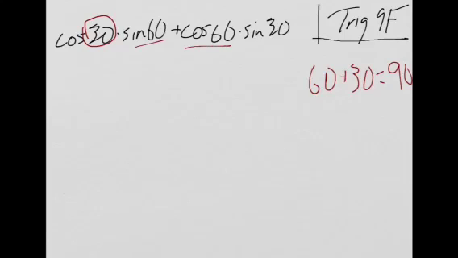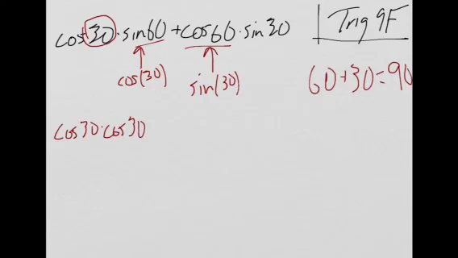So I know that this one right here is the same as cosine of what? That's right, 30. And this one is the same as sine of what? 30. So what I can do is now rewrite this as cosine 30. That's the first one. Now the second one is sine 60, but I know it's cosine 30. So it's cosine 30 times cosine 30.